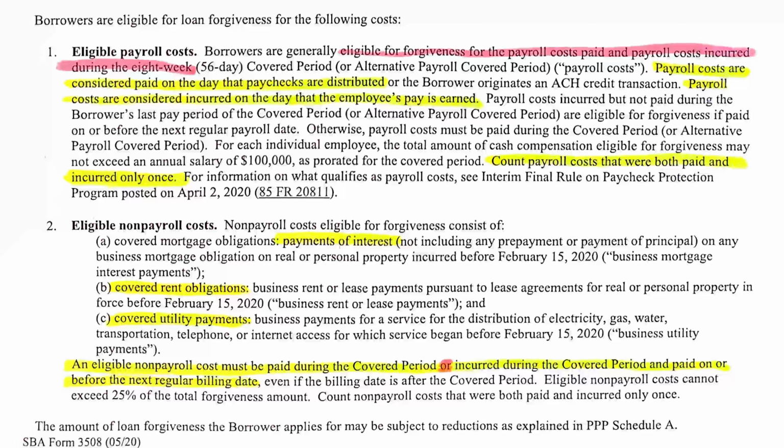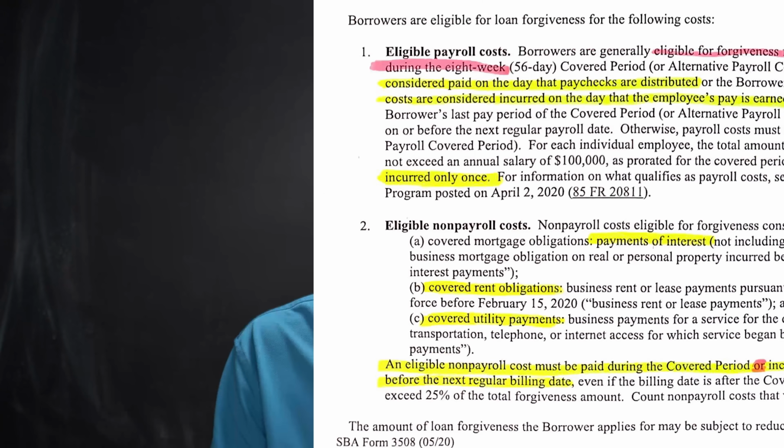Again, this is the first time we've looked at this, or I've looked at this. So let me know in the comments down below what you think. Do you think that the utility payments are payments that could be paid in advance and still forgiven? Because that's what this sentence is telling me. An eligible non-payroll cost must be paid during the covered period, or incurred during the covered period and paid on or before the next regular billing date. I wonder why they didn't use the words "and incurred" like they did with the payroll costs. Let me know in the comments down below.